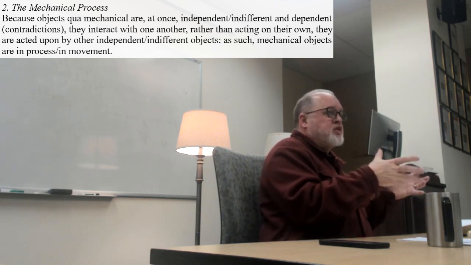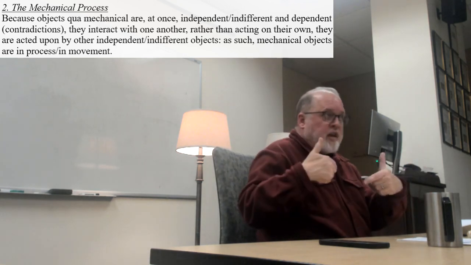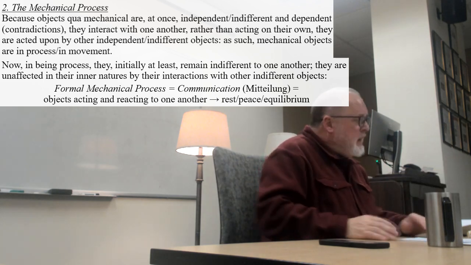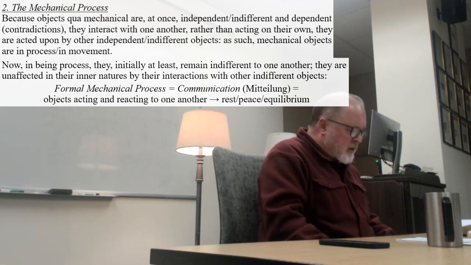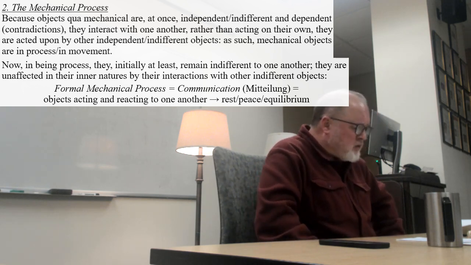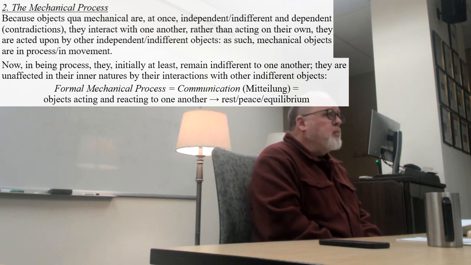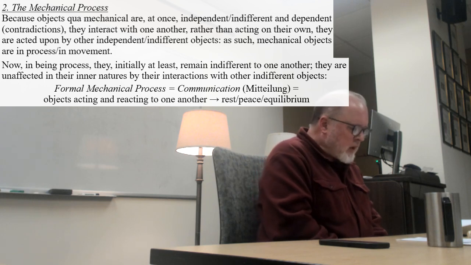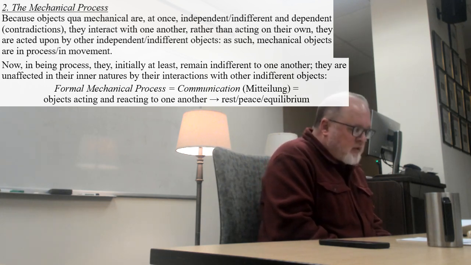So their extrinsic contradictoriness leads them to be not themselves agents of process, but in a process with respect to one another. Now, in being in process, they initially at least remain indifferent to one another. They're unaffected in their inner natures by their interactions with other indifferent objects. So this is what Hegel calls the formal mechanical process. He also calls it communication: objects acting and reacting to one another, which results in rest, peace, equilibrium.